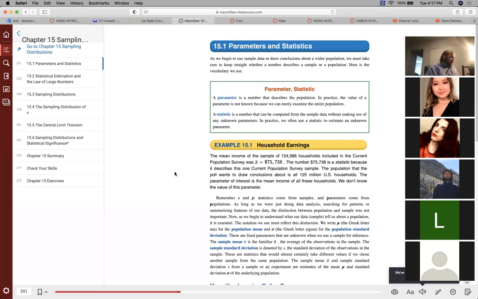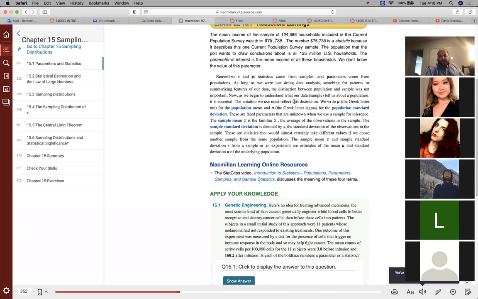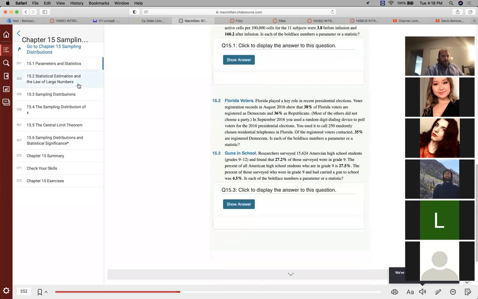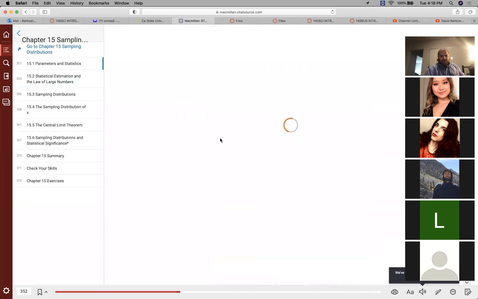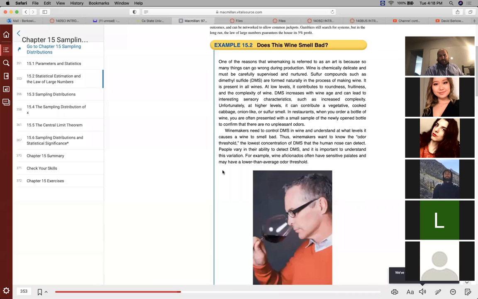So the number in the sample, statistic. The average of the sample, statistic. The standard deviation of the sample, statistic. Okay, the difference between a parameter and a statistic. We use Greek letters usually for the population and English letters for the statistic. Okay. And of course, the goal is to use a sample to predict things about the population.